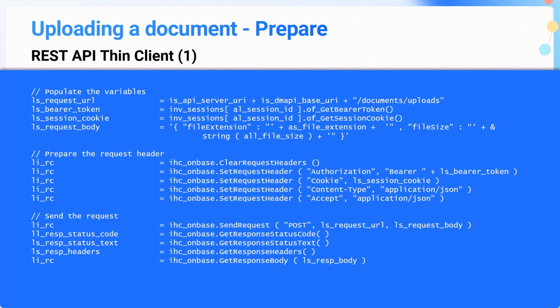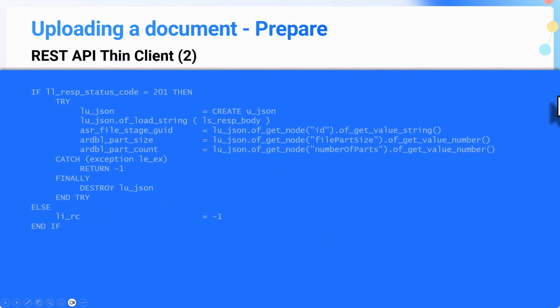In the REST API thin client, there's 3 steps. First, we prepare the storage, then we upload the document, then we archive the document. Starting with prepare, like the OLE code, the REST API code prepares the storage by passing the file extension so OnBase knows what type of document is being saved, and the file size so OnBase knows how much storage to allocate. Note the session cookie. It's created on the first call to OnBase and must be passed to every other call in OnBase. In my code, the session cookie is stored in a session object, which I'll show you in the demo.